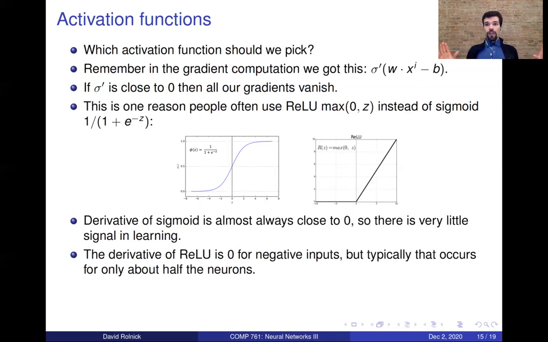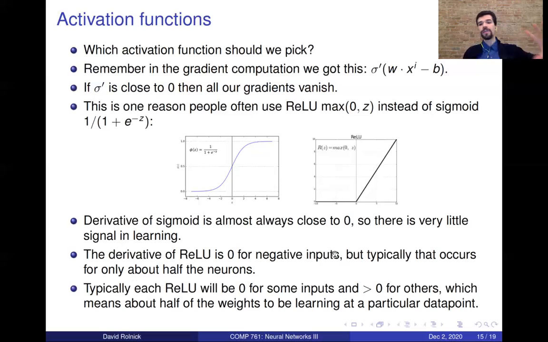So then why does the ReLU make this better? Well, if you have negative inputs to a particular neuron, then the derivative is 0, but typically that occurs for only about half the neurons. So for any given data point, you will have non-zero gradients at half the neurons or half the weights of the network. And so you'll be able to learn for half the weights, which is all you need. And those half of the weights will be different for different data points.